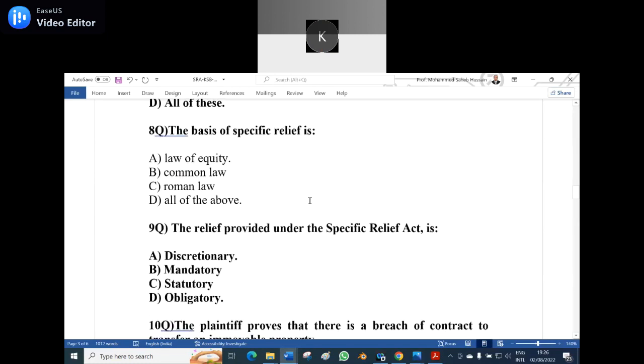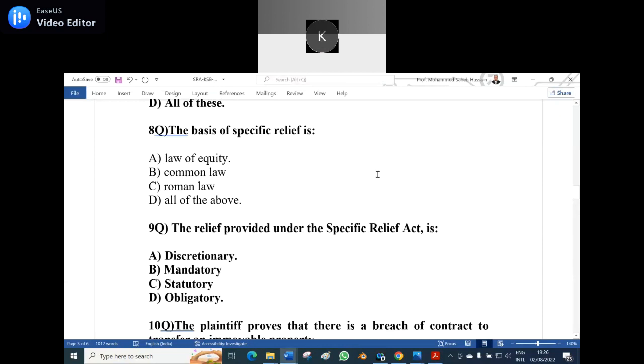Now, ninth question is, the relief provided under the Specific Relief Act is: A, discretionary; B, mandatory; C, statutory; option D, obligatory. Option A, discretionary. Option A is the right answer, discretionary.